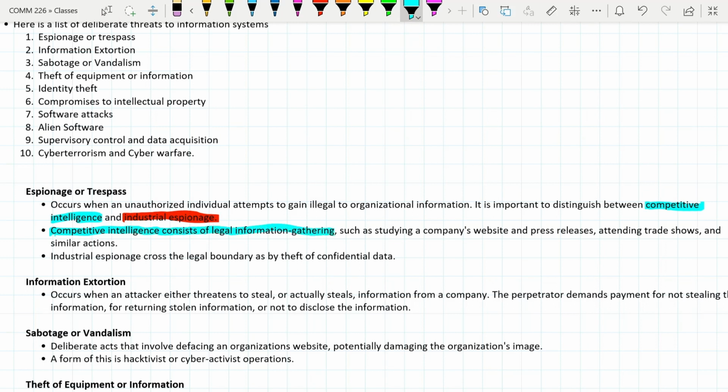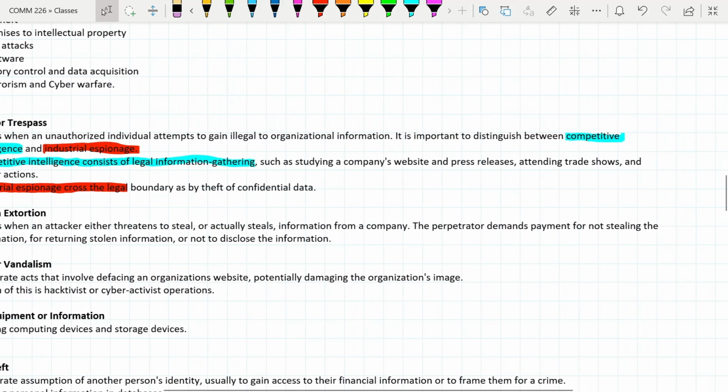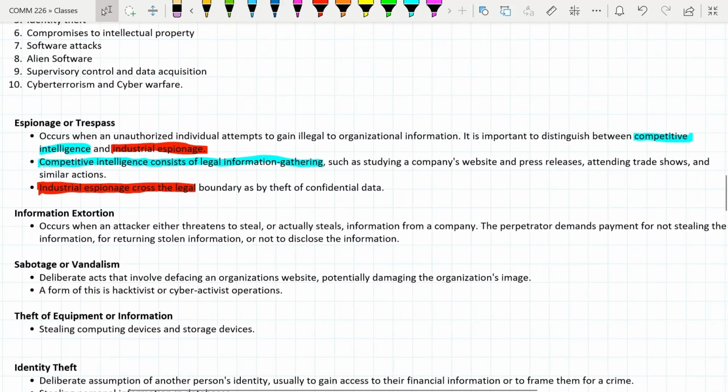Industrial espionage crosses the legal boundary by theft of confidential data. So competitive intelligence is something that's legal. Industrial espionage is something that's illegal. So information extortion occurs when an attacker either threatens to steal or actually steals information from a company. The perpetrator demands payment for not stealing the information, for returning stolen information, or not to disclose the information. Now we have sabotage or vandalism, deliberate acts that involve defacing an organization's website, potentially damaging the organization's image. A form of this is hacktivist or cyber activist operations.